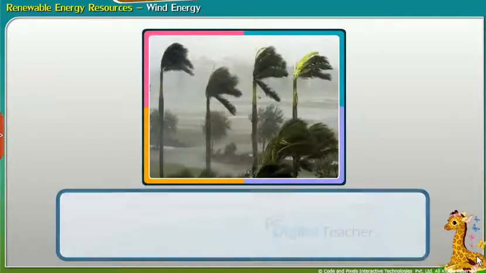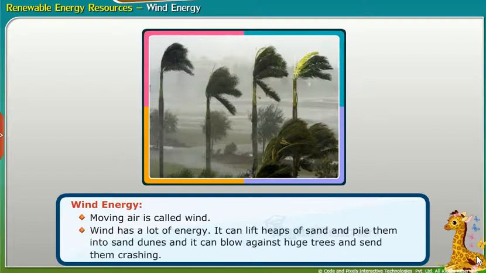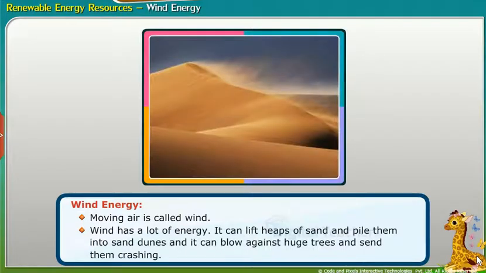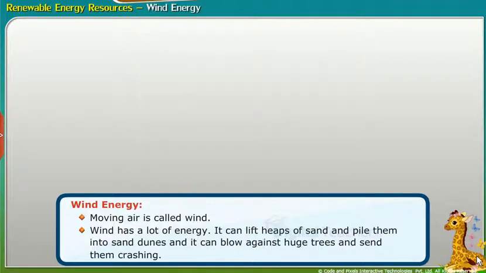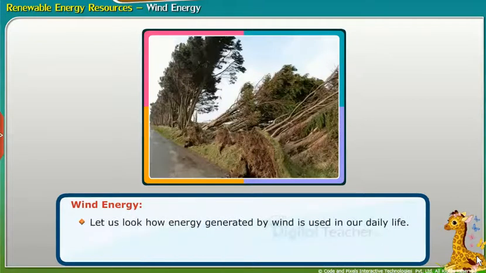Here, let us know what wind energy is and how it is caused. Moving air is called wind. Wind has a lot of energy. It can lift heaps of sand and pile them into sand dunes, and it can blow against huge trees and send them crashing. Let us look how energy generated by wind is used in our daily life.